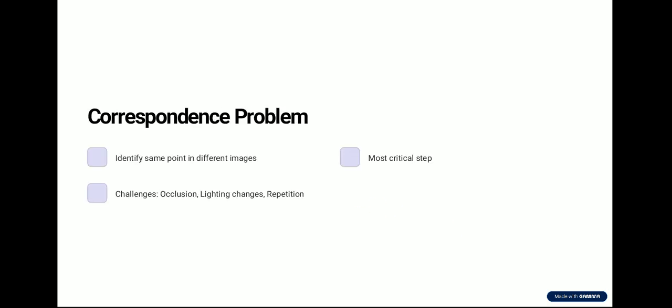Next is the correspondence problem. The correspondence problem involves identifying the same physical point in different images. This is the most critical step in reconstruction. Challenges include occlusion, lighting changes, and repetitive patterns, which make matching difficult.